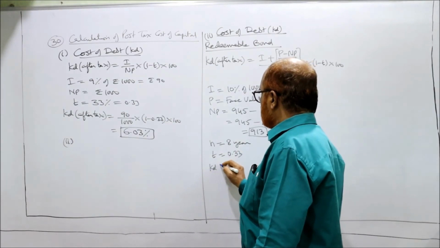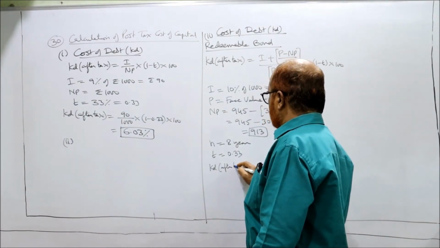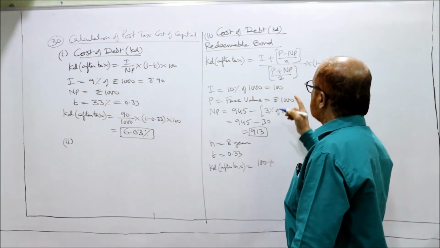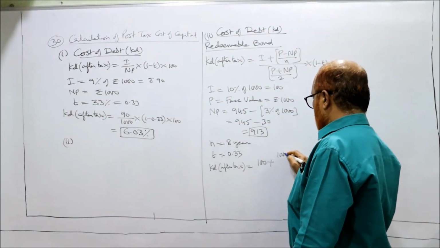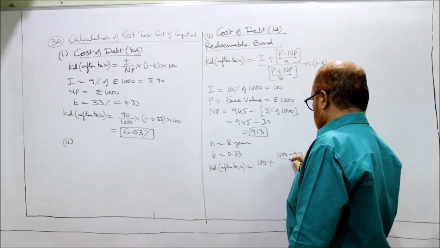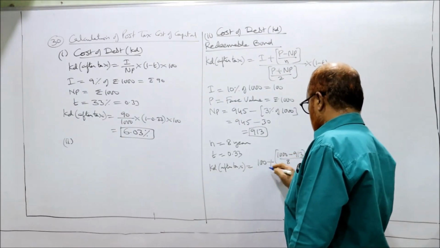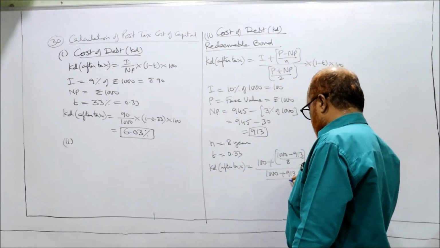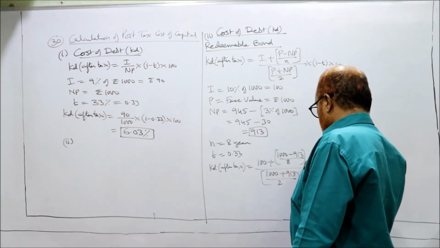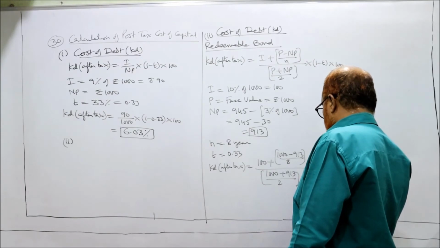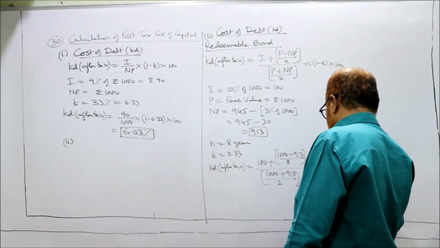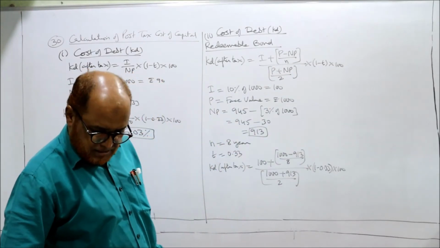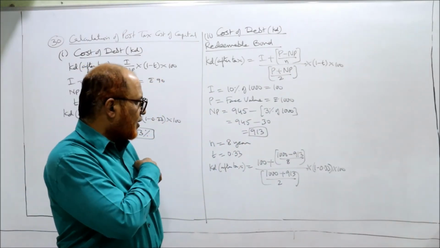Now we substitute. KD after tax is equal to I, which is 100, plus P minus NP divided by N, whole divided by P plus NP divided by 2, into 1 minus T into 100. Simply we are substituting all the values in the formula.